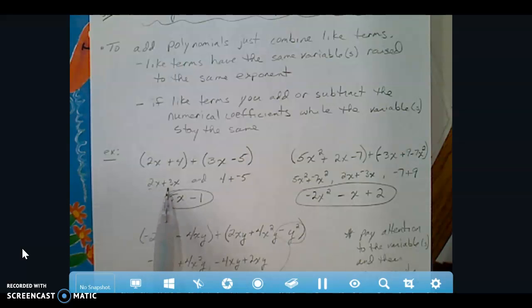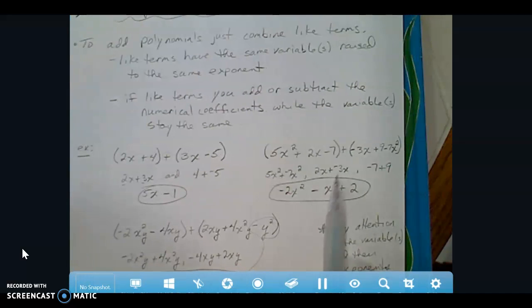This is called a numerical coefficient. So 2 plus 3 is 5. And then I just bring down the variable they have in common. And then for a negative 5, they don't have variables with them, so those are called constants. And they are like terms, they're the same, and so I add them together. And so that's my answer.